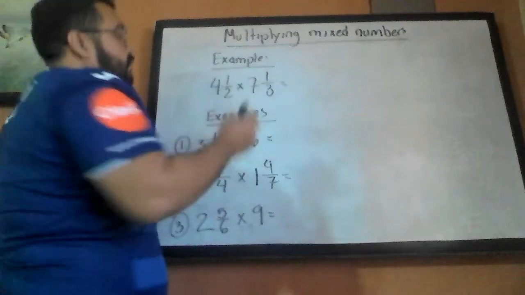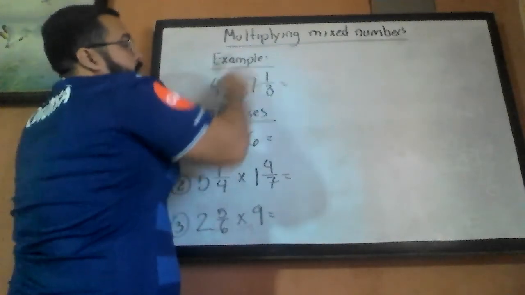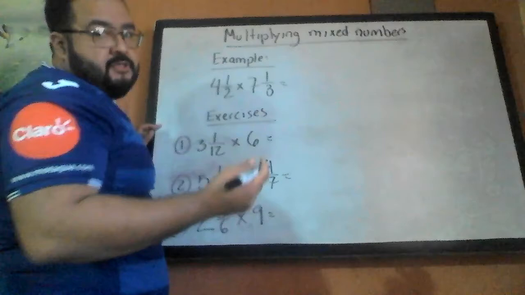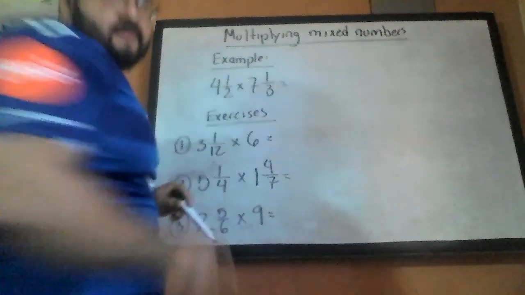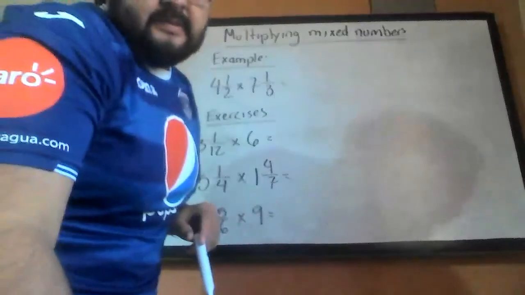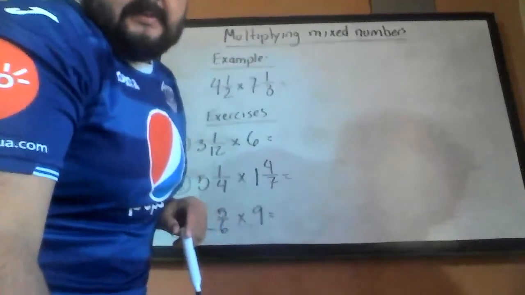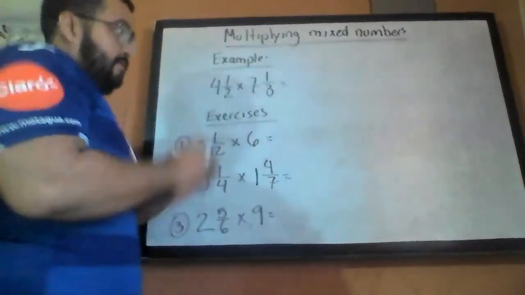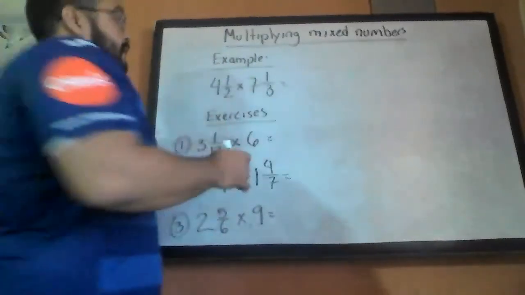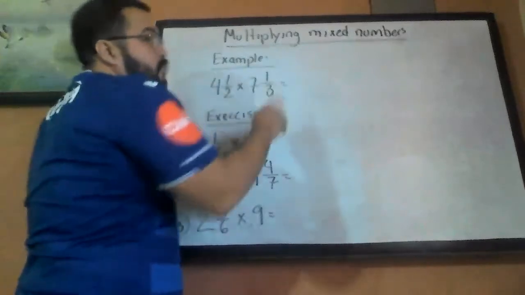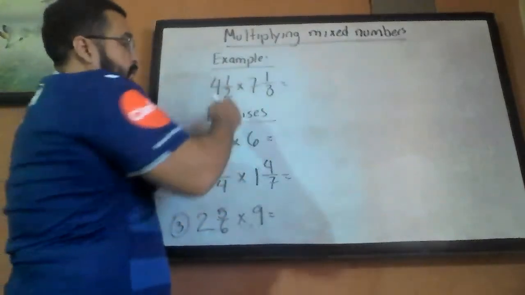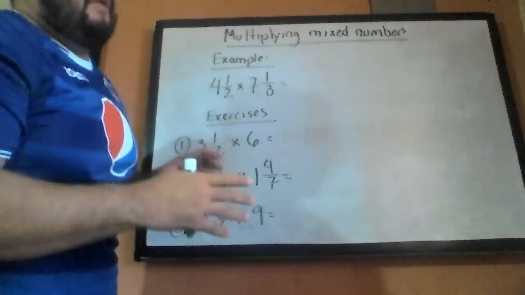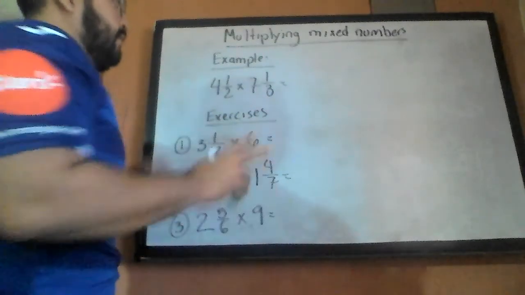Okay, what are we going to do first? We're going to convert both mixed numbers to improper fractions. How do we do it? Okay, let me explain. Again, we need to convert these mixed numbers to improper fractions. So, how do we convert? Again, this is a lesson we learned in the second quarter.